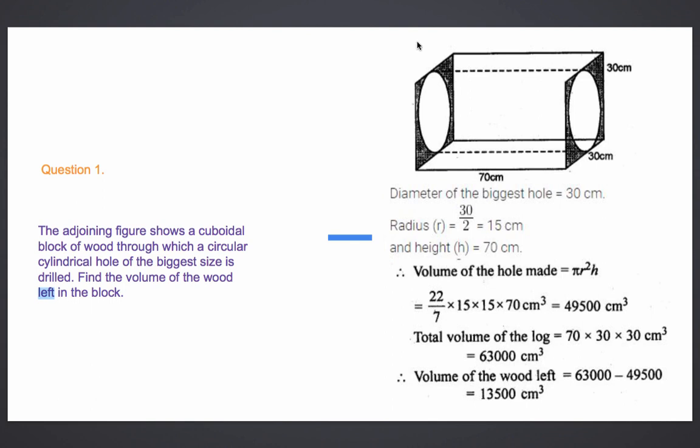Which one is bigger? Of course the wooden block is bigger in size. Within that the hole is drilled of cylindrical shape. So we'll subtract from what? We will take the volume of the log first, that is the cuboidal block, minus the volume of the cylindrical hole which is made, and this is the volume left we get. Is it clear, students, the first question?